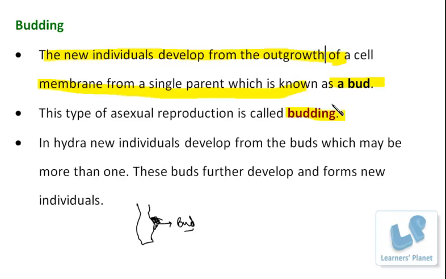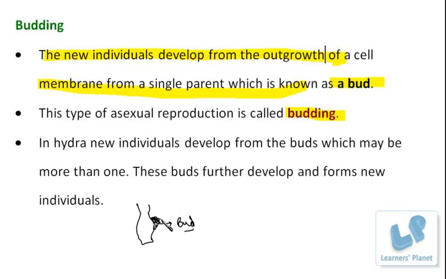So I hope now this concept is clear, that a single parent is involved in this type of process, and of course cell division is the basic mechanism behind the process of budding also. But the way it occurs is quite different from that of binary fission. Over there, what was happening? A single cell split into two cells, and each cell is a new individual. But in this case, it is not like that.